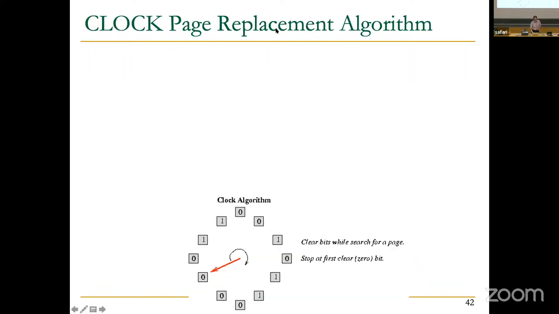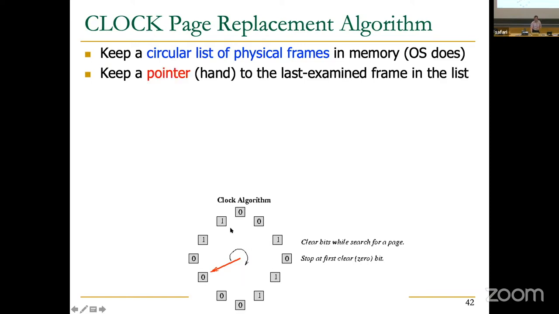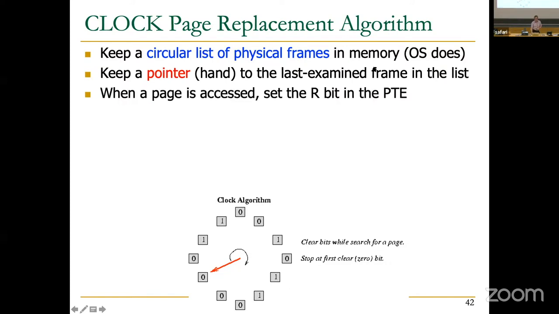Very quickly, it resembles a clock, basically. Essentially, you have all of these pages in physical memory. Imagine 2 to the 28 of them. I'm showing you some small number over here, and this is one of the nice pictures I could find. But basically, the clock algorithm has all of the pages like this. It points to one page at some point, let's say. And let me actually say this. You keep a circular list of physical frames or physical pages in memory. The OS does this, of course. And it keeps a pointer or hand to the last examined frame or last examined physical page in the list.